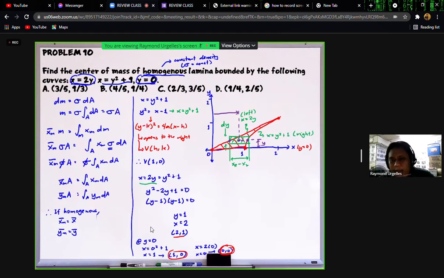As for the x component naman nung centroid nila, makikita natin that this is just the midpoint between the left and right boundaries. Ibig sabihin, this is xl plus xr divided by 2. Yun yung equation natin para sa midpoint.